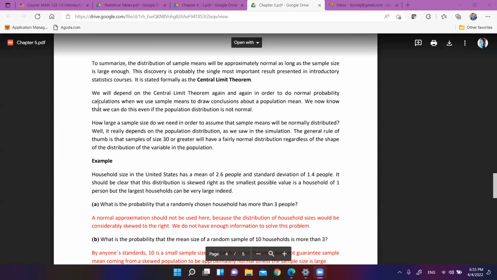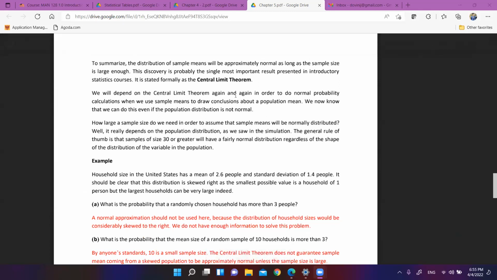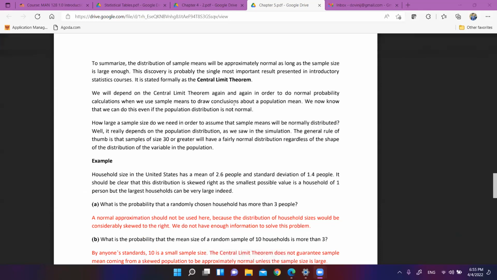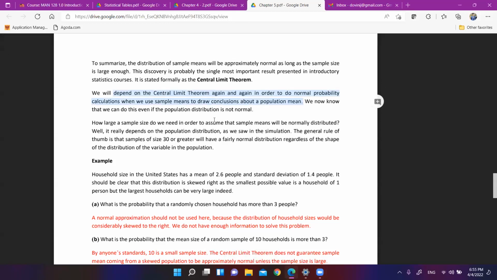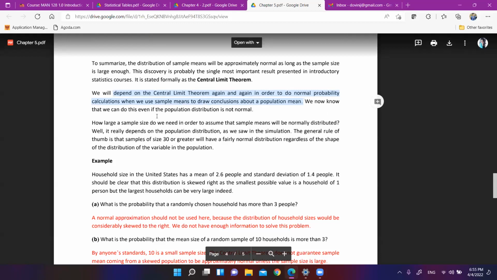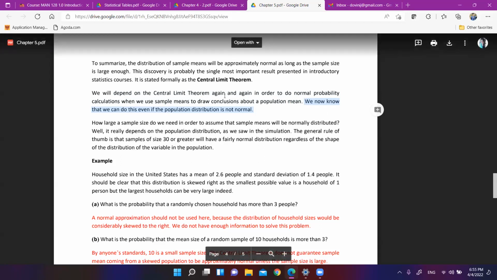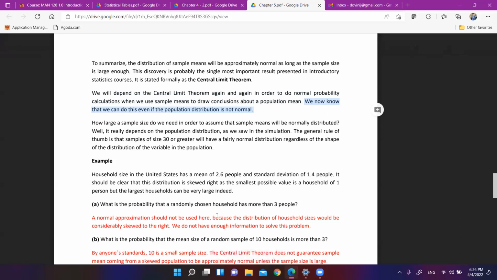So that is that. We will depend on the central limit theorem again and again in order to do normal probability calculations when we use sample means to draw conclusions about the population mean. Okay, we now know that we can do this even if the population distribution is not normal. Population එකේ distribution එක normal නැති වුණත් any distribution normal වෙන්න ඕනේ නැහැ. Right? Central limit theorem එක නිසා අපිට mean distribution එකෙන් probabilities calculate කරන්න පුළුවන්.